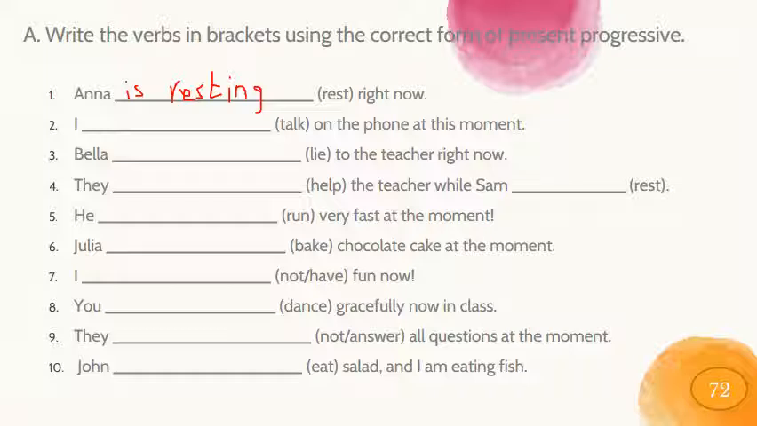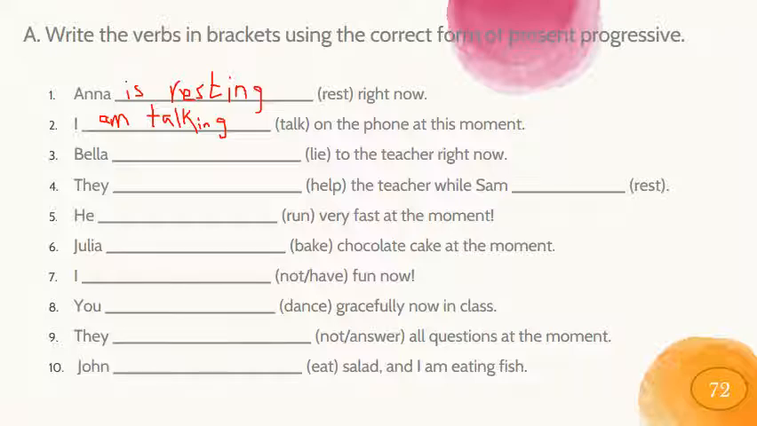Number 2, I talk on the phone at this moment. I takes am. I am. And we should add ing to the verb. Look, it ends with K, a consonant letter, so it's okay. I just add ing. Okay?